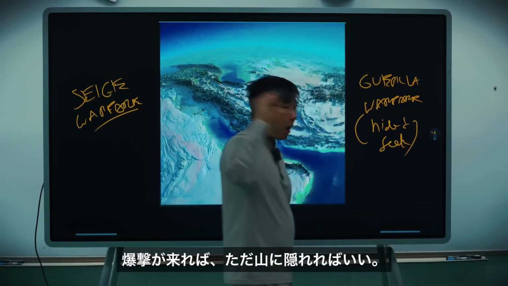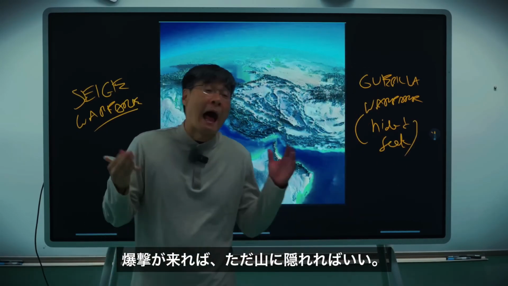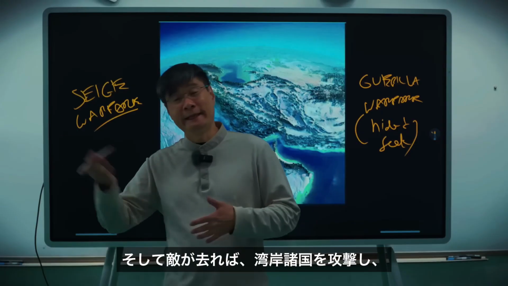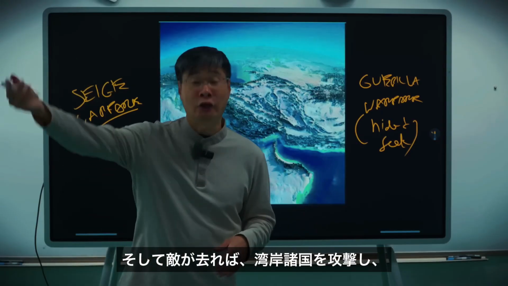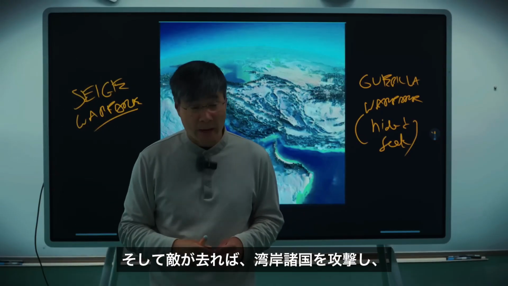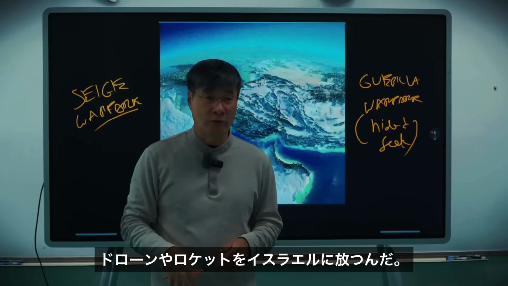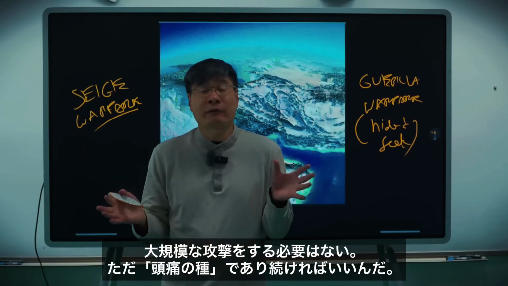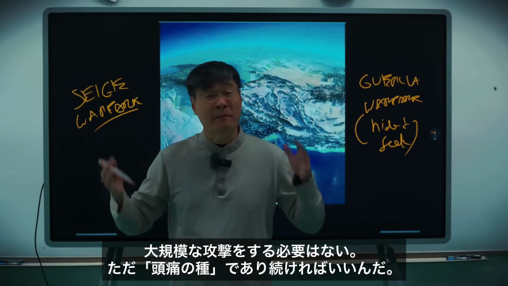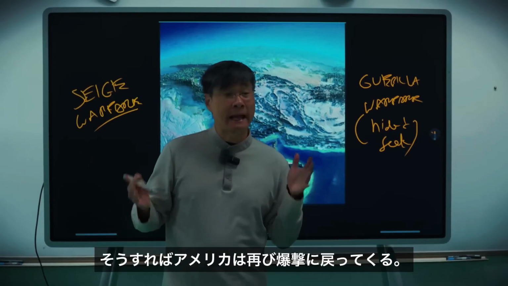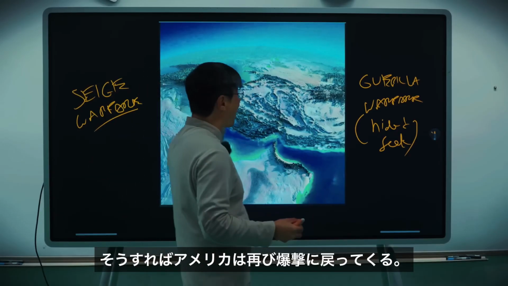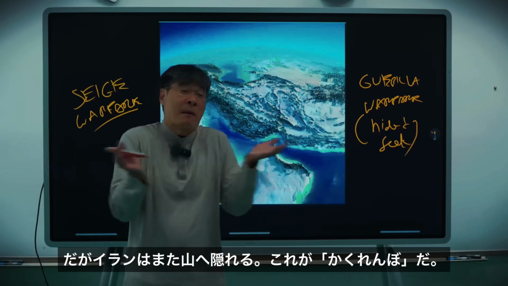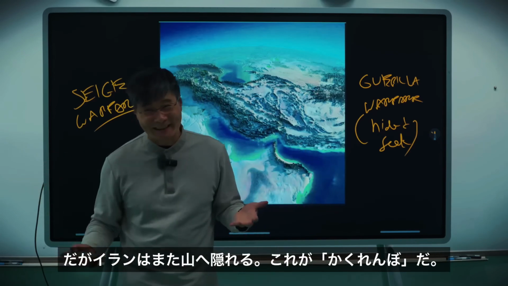Alright? So you come bomb me with everything you have, I'll just hide in my mountains. And then when you leave, what am I going to do? I'm going to attack your GCC countries. I'm going to lob drones, rockets at you. I'm going to lob rockets at Israel, okay? I don't have to strike that hard. I just have to be a pain in the ass, okay? Because then what happens is you're forced to come back and bomb the living hell out of me. But guess what? I'll just hide in my mountains again. It's hide and seek, okay?